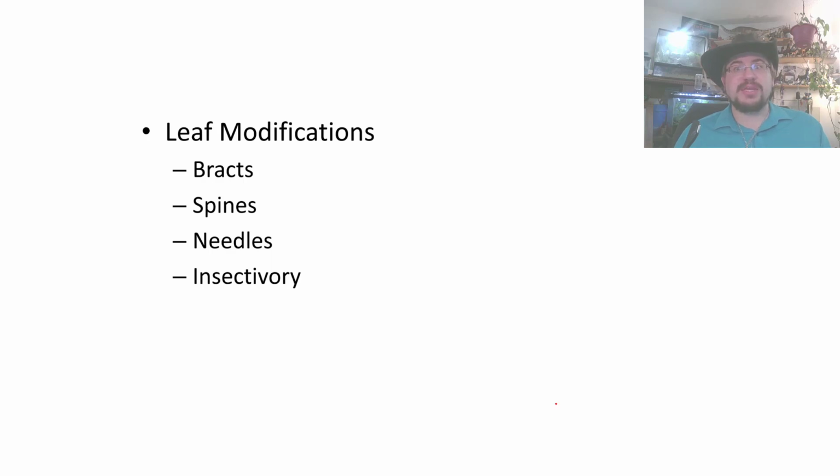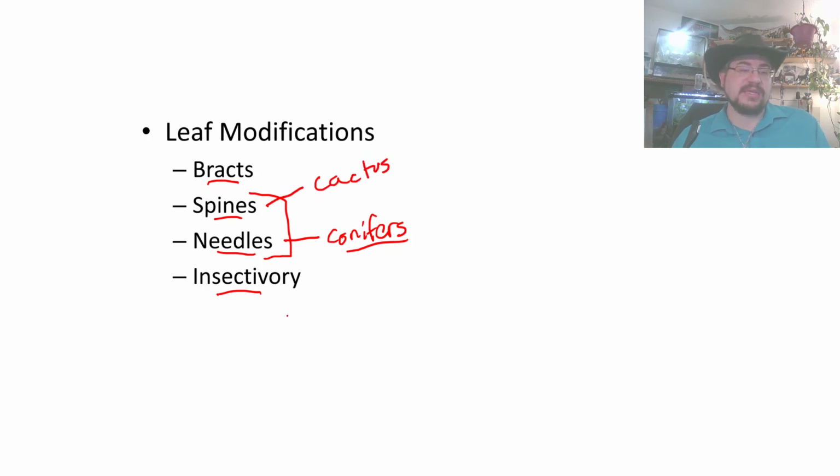So let's hit some modifications of leaves. Our roadmap is the bracts, spines, needles, and insectivory. So we're going to be making a fine differentiation here, and I have already screwed it up in my talk about the cladophylls, because needles are for conifers, right? So these are your Christmas tree leaves, whereas spines are for cactus. If you put your hand on a cactus, you feel spine tingling pain.